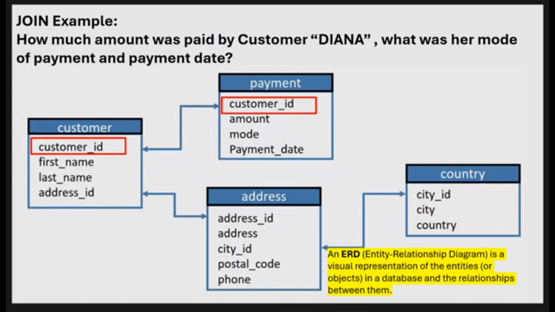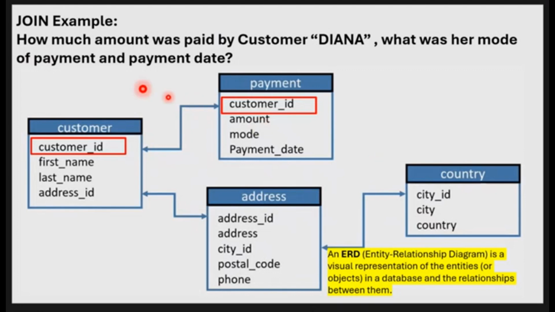Here is a quick example for you all to understand why joins are important and how joins actually work. On this slide, you can see a couple of tables. One is the customer, second one is the payment, then address, and then country. These arrows depict what is basically an ERD, an entity relationship diagram. It is a visual representation of the entities or objects in a database and the relations between the tables.